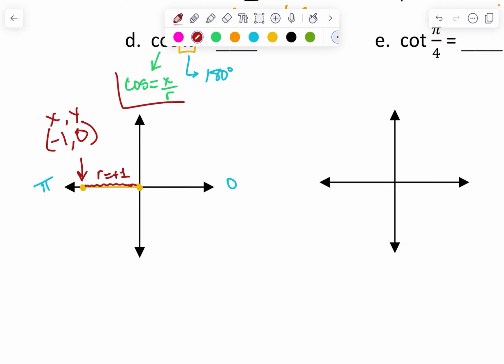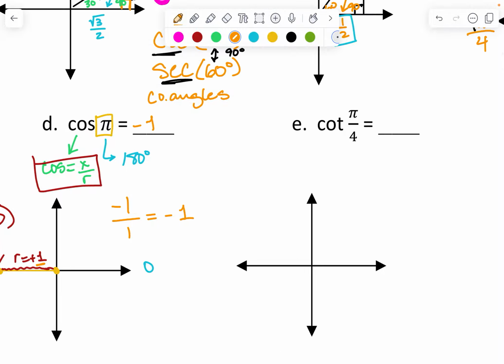Cosine is x over r. So take your x and put it over your r. -1 divided by 1 is -1. That's my final answer.